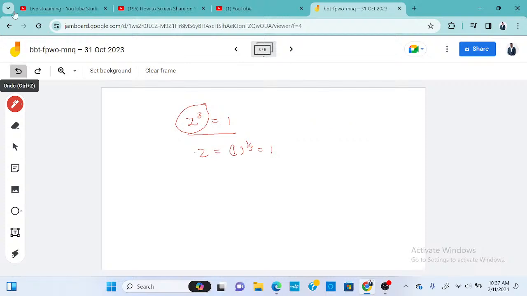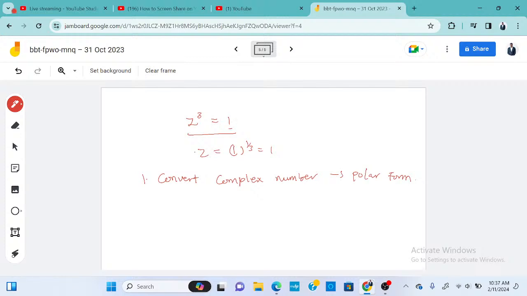So let's see. If you want to solve this problem, the first thing in the application of De Moivre's theorem is to convert the complex number z to polar form. Always make sure that your complex number is turned into polar form before you go ahead to apply De Moivre's theorem. On that note, our complex number here is 1.